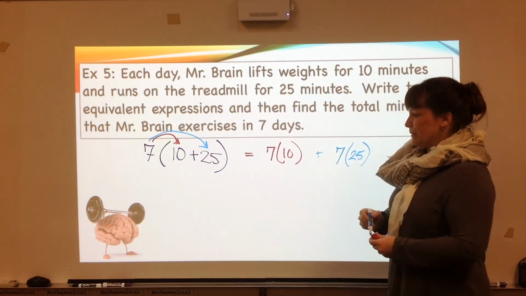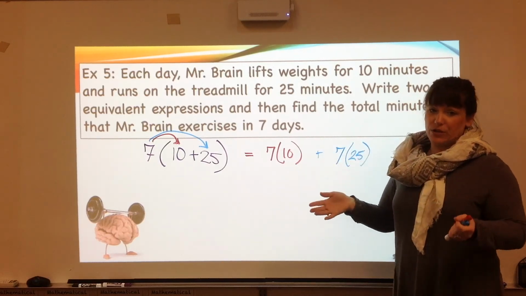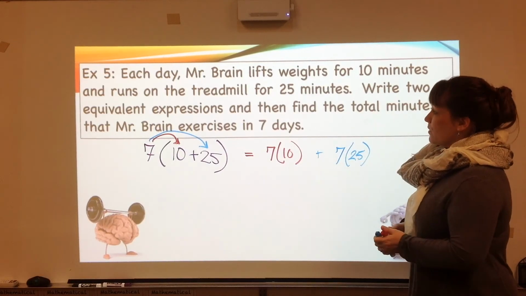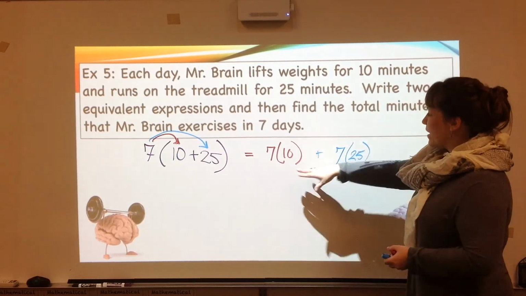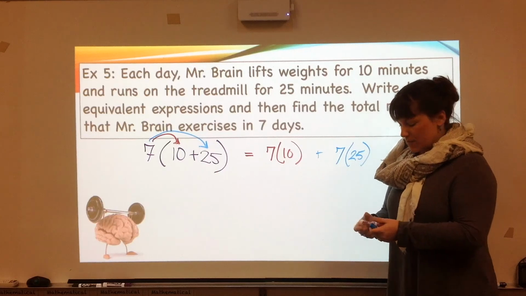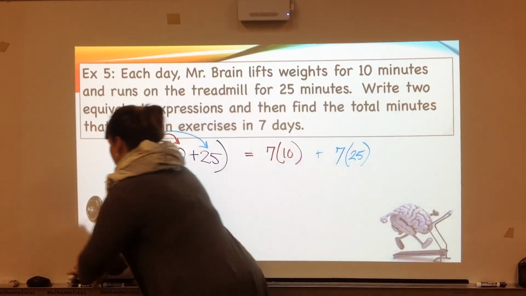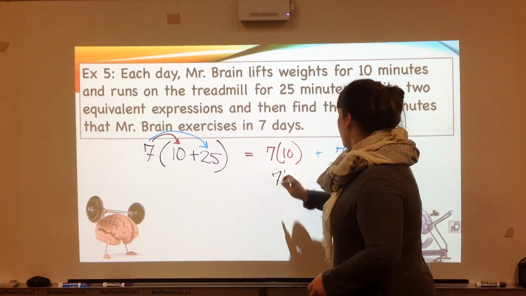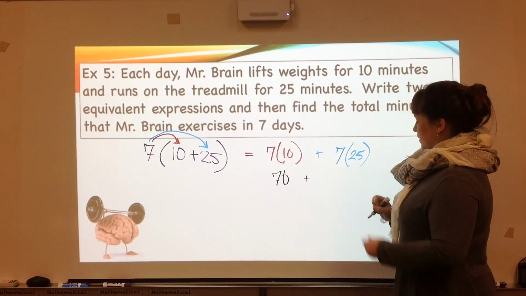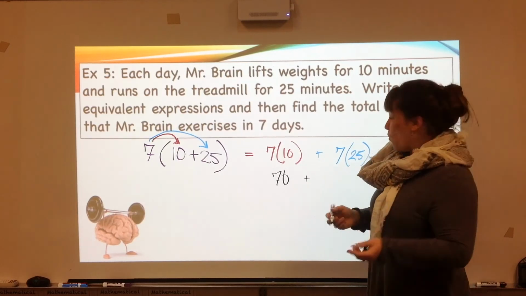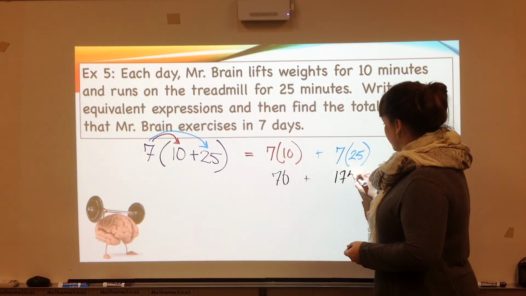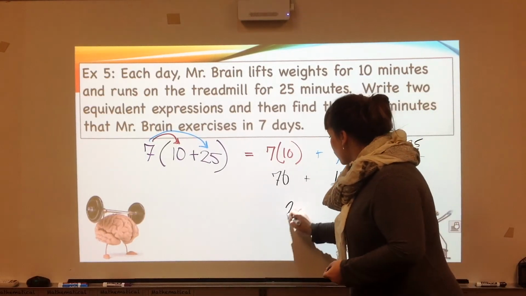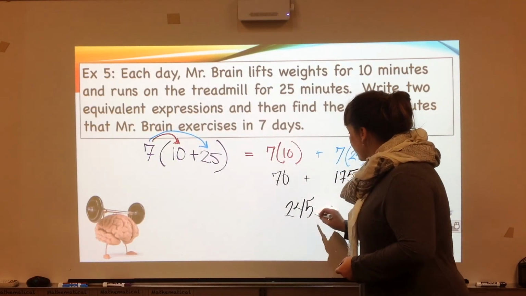And then we add at the end. So these are the two expressions that we have to show the distributive property two different ways. And now we're actually going to do the math because we don't have any variables here. We just have the numbers. So we can multiply 10 times 7, 70, and then 25 times 7, which ends up being 175. When you add these two together, you get the total of 245.